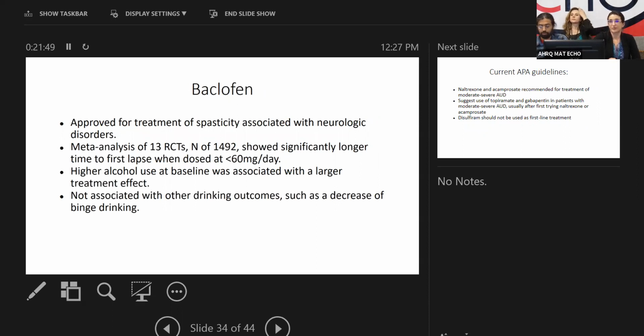This was also approved for treatment of other neurologic conditions, so spasticity associated with neurologic disorders, and meta-analyses have shown a longer time to lapse of alcohol with baclofen, but no association with other drinking outcomes such as a decrease in binge drinking. So I'm sorry, I'm kind of moving quickly here because I want to try to wrap up by 12:30.